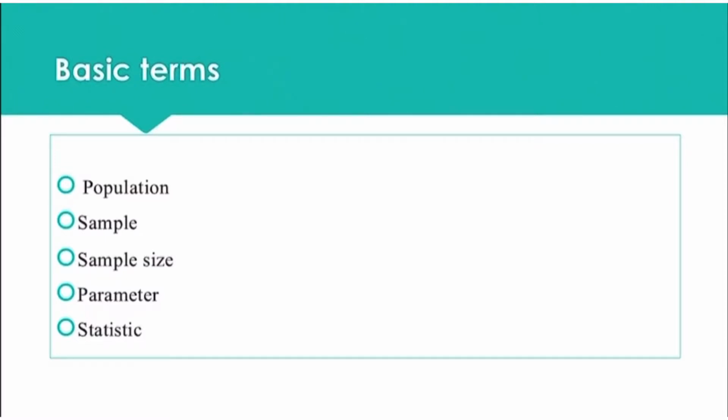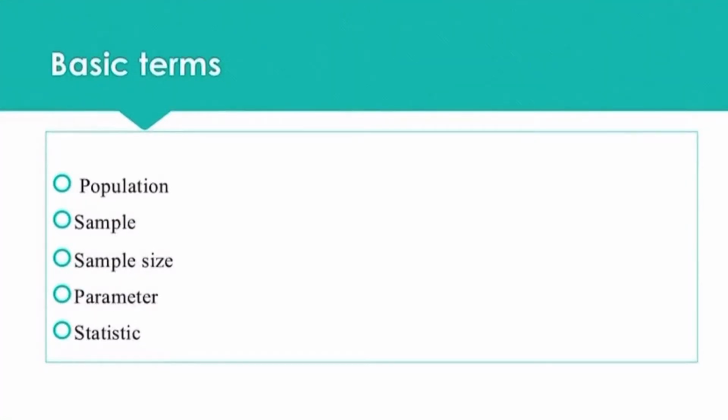And then comes parameter and statistic. We can describe the characteristics of population and sample using various statistical measures. These measures can be mean, median, mode and standard deviation. If these measures describe the characteristics of population, then it is called a parameter. If these measures describe the characteristics of a sample, then it is called a statistic.